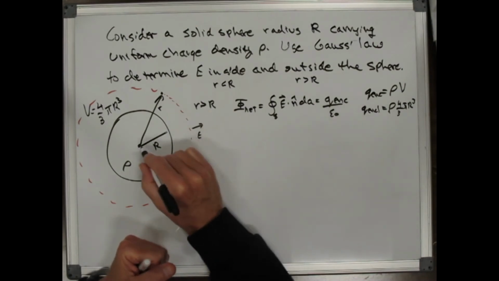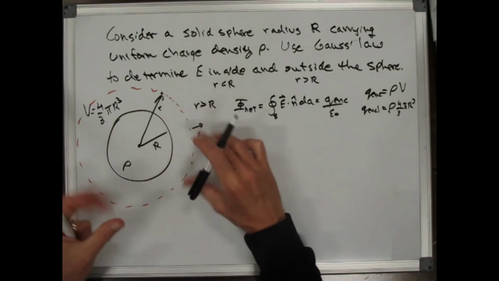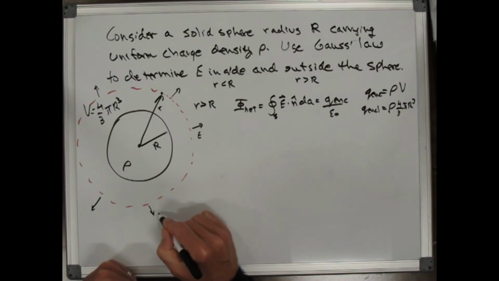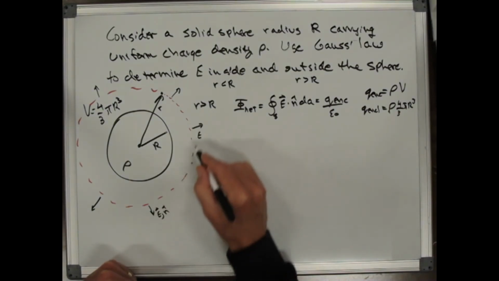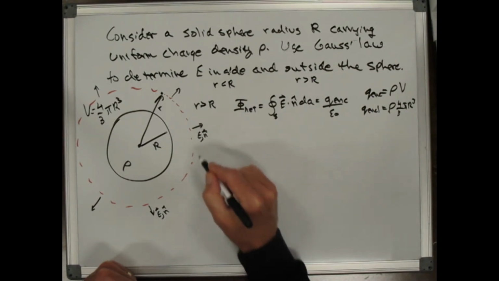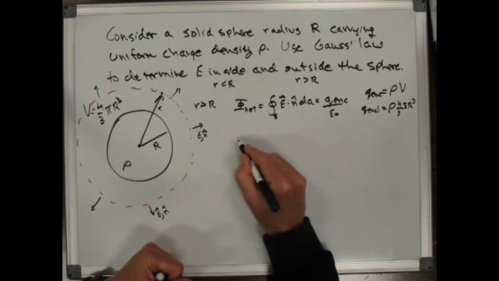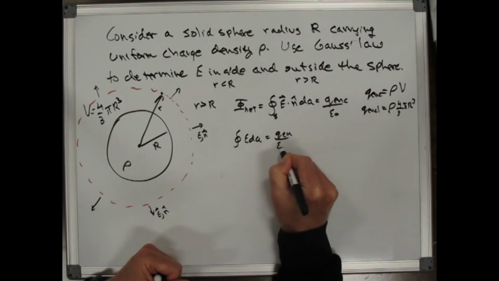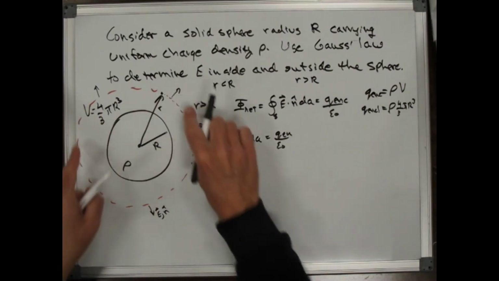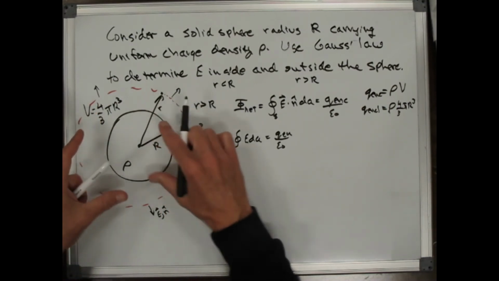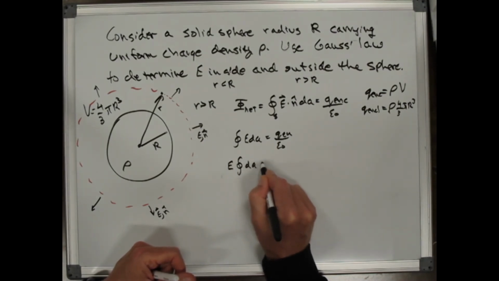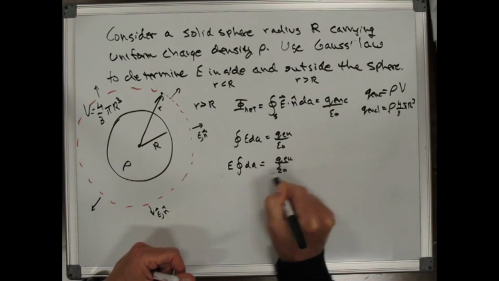First of all, the electric field, because of this spherical charge distribution and the symmetry of the shapes, is going to point outward everywhere, conveniently in the same direction as our normal vector. E and n hat point in the same direction everywhere. So this becomes the integral over the closed surface of E dA equals Q enclosed over epsilon naught. Also, by symmetry, no point looks any different than any other point, so the electric field is going to be constant. And so now it's just E times the integral of dA equals Q enclosed over epsilon naught.